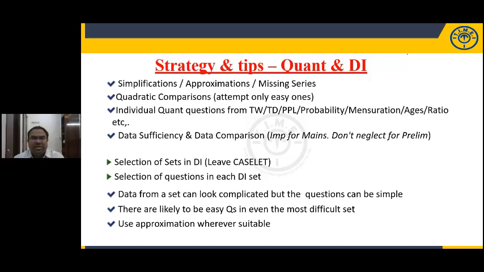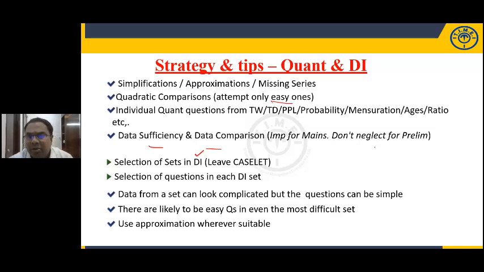So simplifications, approximation, series, then do quadratic comparisons. Quadratic comparisons also, out of 5 questions, 3 will be easy. Identify them and solve them. There will be questions in quadratic comparison which are lengthy, time consuming, difficult to find out the factors. Bigger numbers will be given, square root numbers will be given. In that case, avoid those quadratic comparisons. Attempt only easy type of quadratic comparisons. Then do your individual questions. Then data sufficiency, data comparison. The last thing to attempt is your data interpretation.